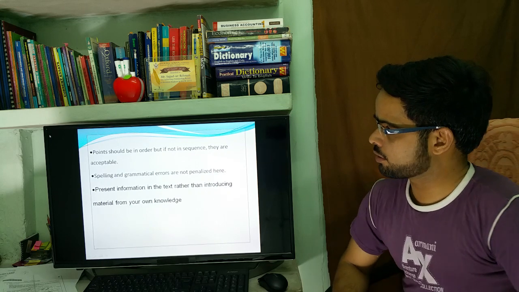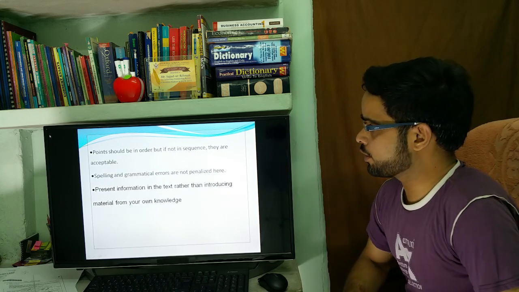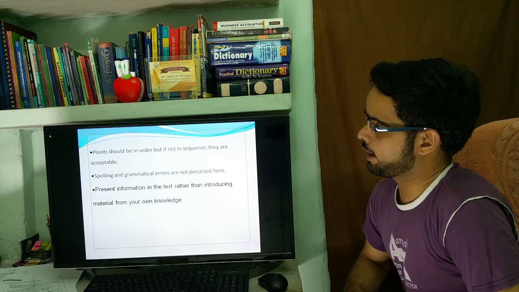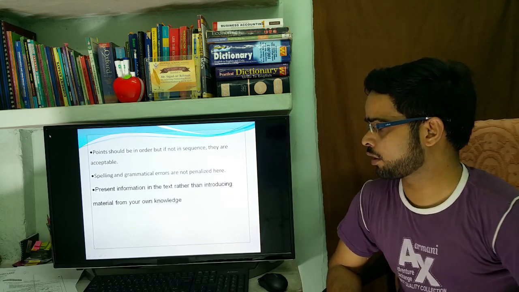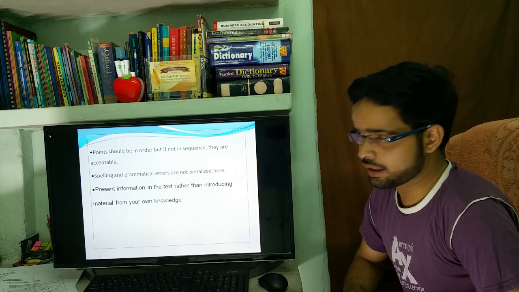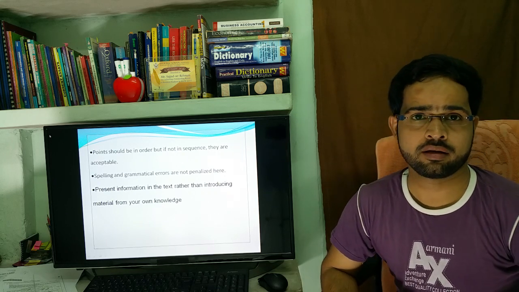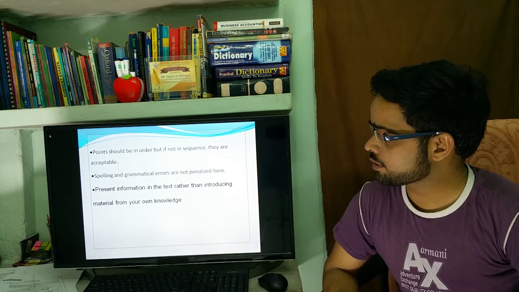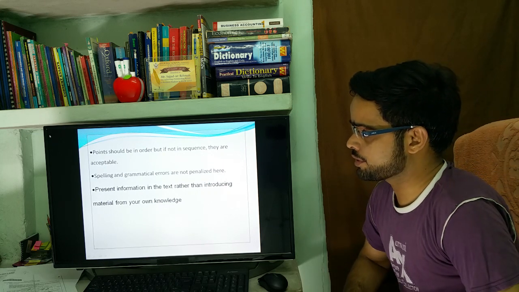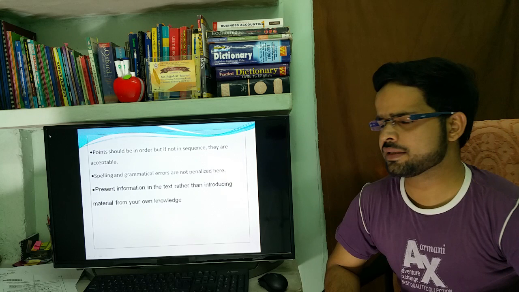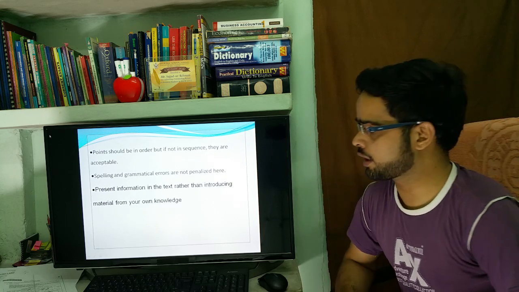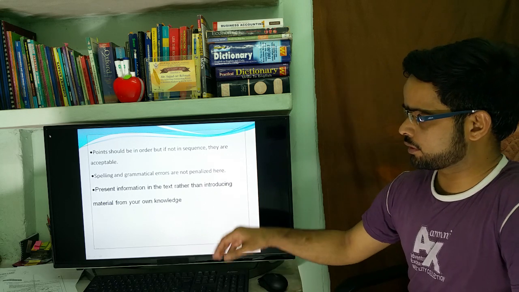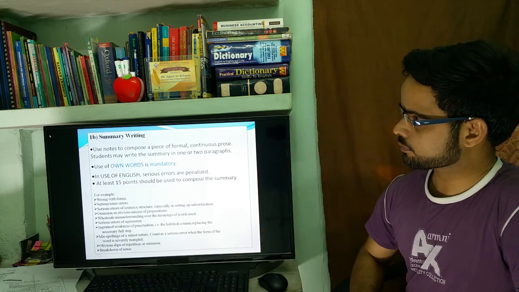Points should be in order, but if not in sequence, they are acceptable. Try to write in sequence. Spelling and grammatical errors are not penalized here in main content points, fortunately. Present information in the text rather than introducing material from your own knowledge. Please do not include any information which is not present in the passage.